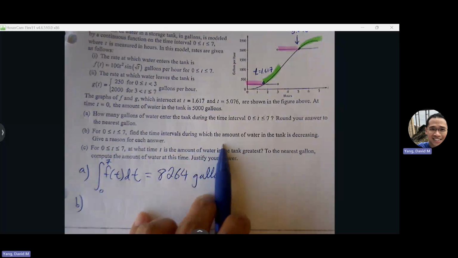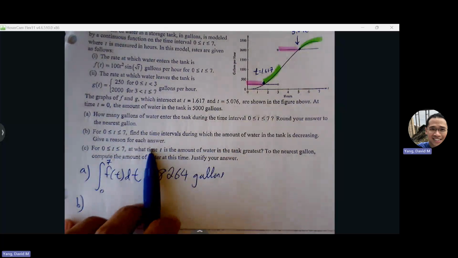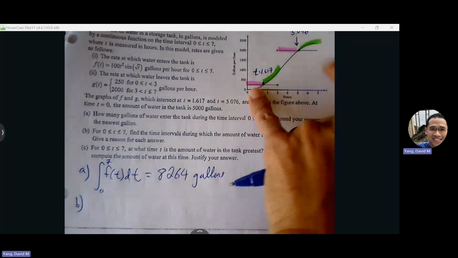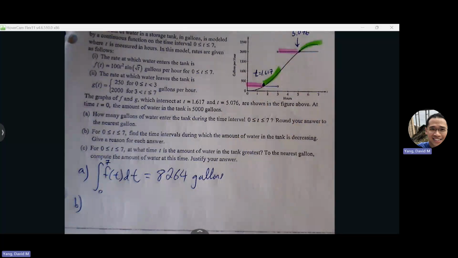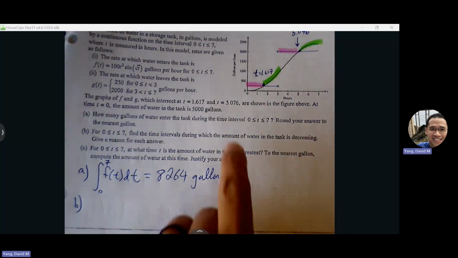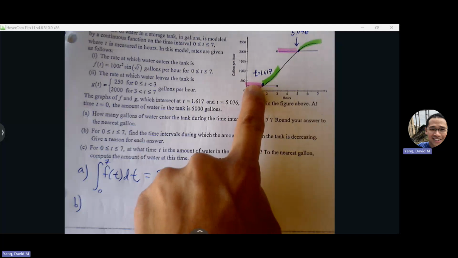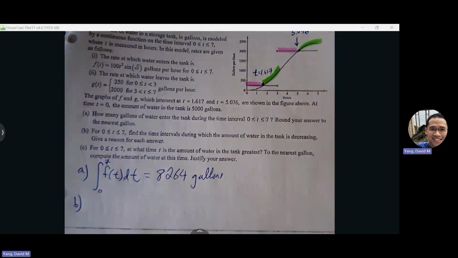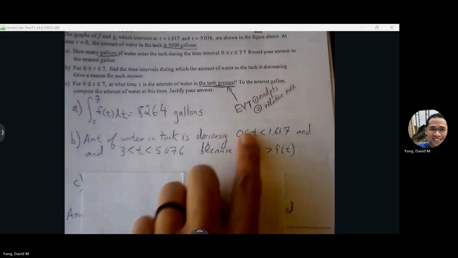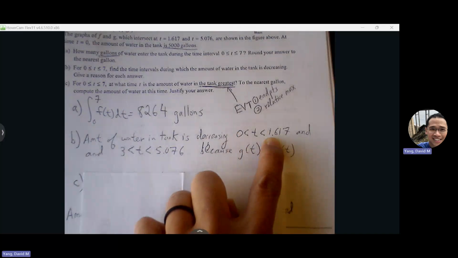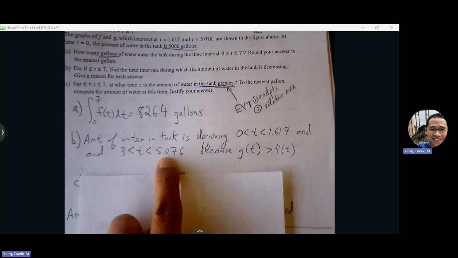Part B, find the time interval in which the amount of water in the tank is decreasing. So we found that, right? Decreasing is what we highlighted in red. So from 0 to 1.6, and then from 3 to 5.0. And the reasoning is because our g of t is greater than f of t, right? G of t is the rate at which water is leaving. F of t is the rate at which water is entering. Okay, so between 0 and 1.617, and also between 3 and 5.076.